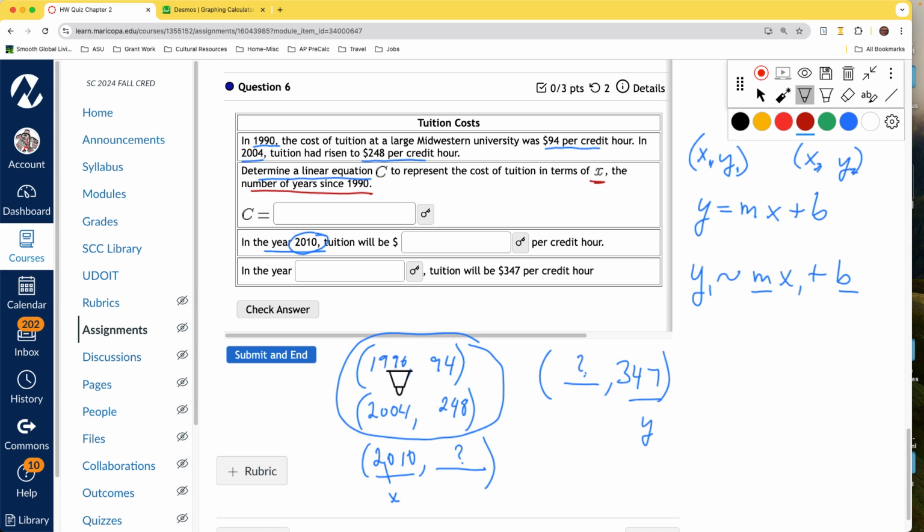Okay, so what we're going to do is revise these points. We're going to call this point (0, 94), because in 1990 it's 0 years since 1990. It is 1990.